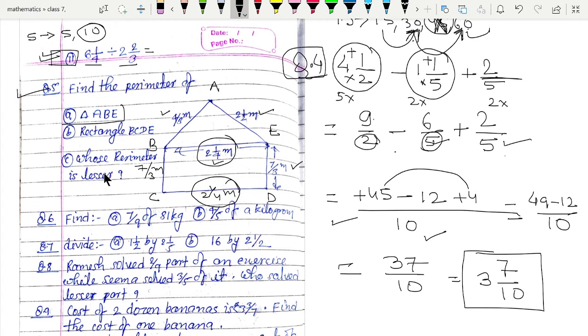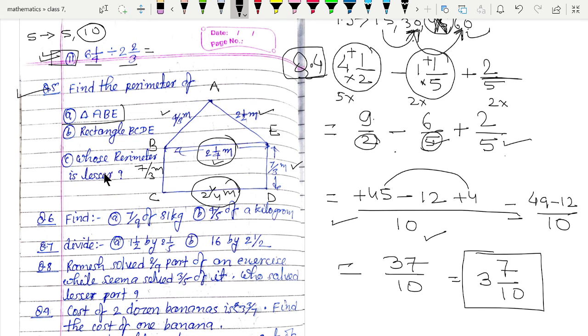Now the question is number 11. 5/6 of a day in hours means 5/6 of 24 hours. एक दिन में कितने घंटे होते हैं? 24 hours. 6 से अगर हम कट करेंगे 24 को तो क्या आएगा? 4. 5 fours are 20. Clear? Yes, sir.